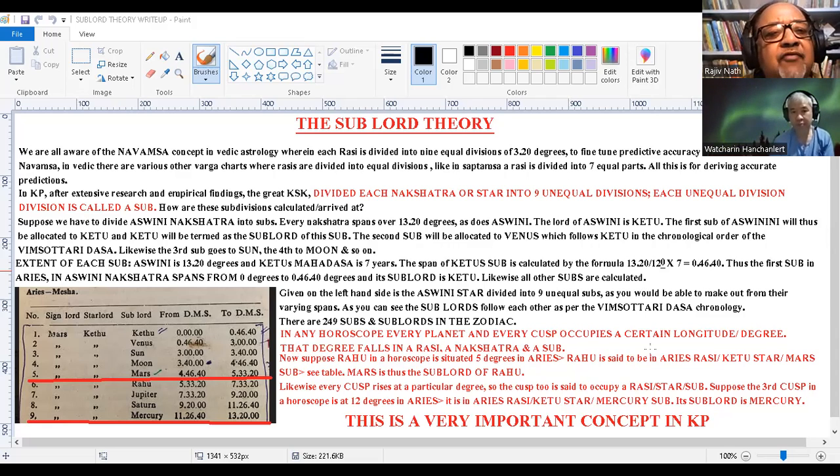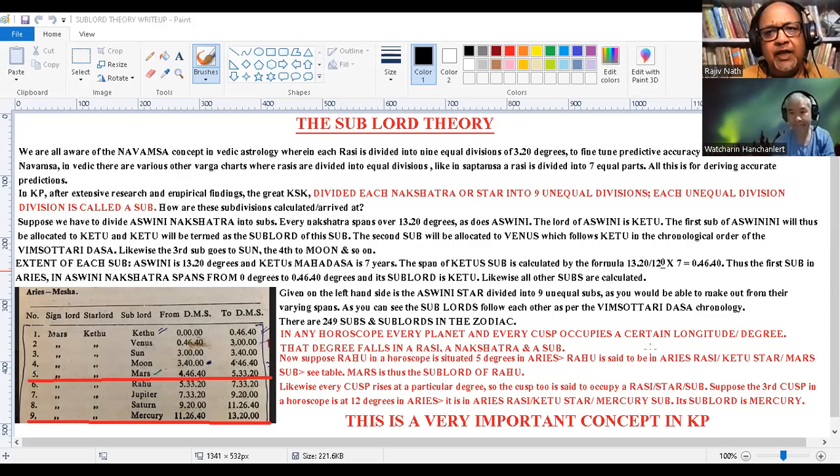Besides the Navamsa in Vedic, there are various other Varga charts, divisional charts, where Rashis are divided into equal divisions. I'm just reading out. Like in Saptamsa, a Rashi or a zodiac sign is divided into 7 equal parts. All this is for deriving accurate predictions. You've done Vedic with me, so you would know.